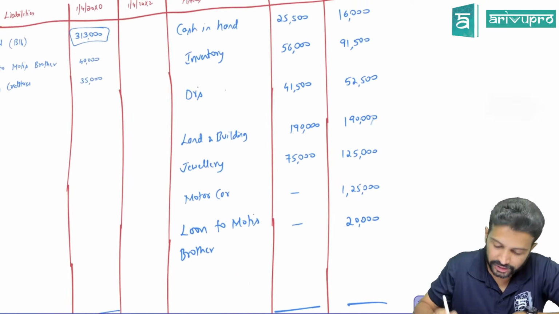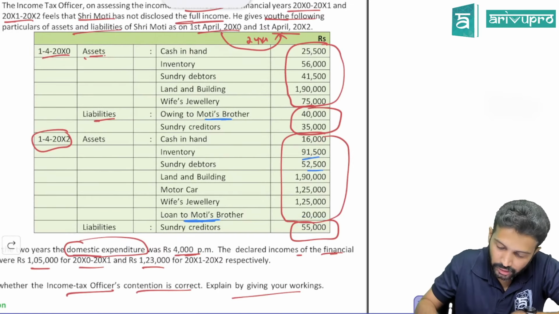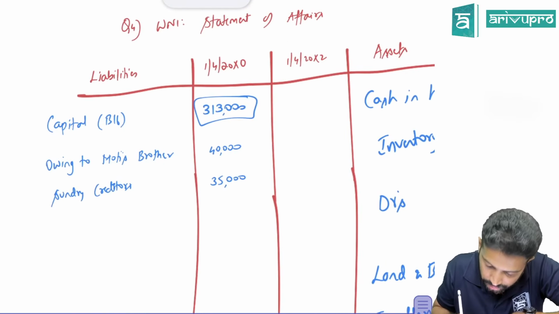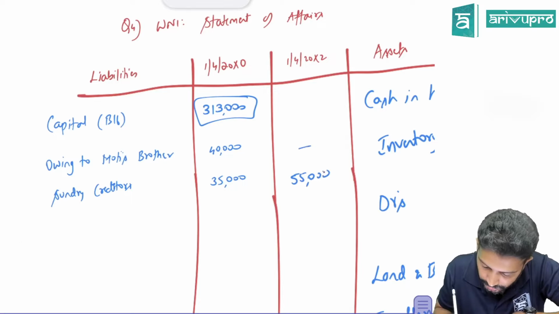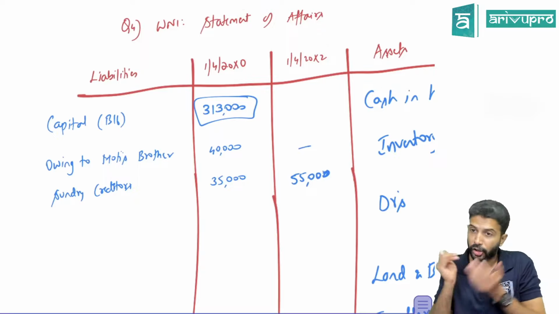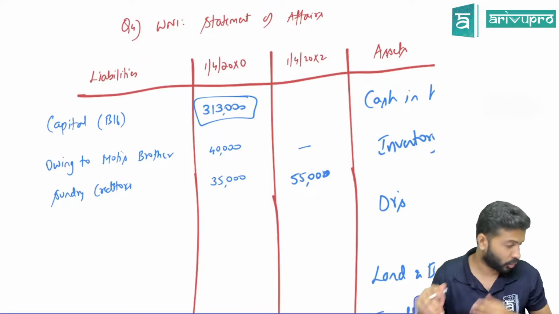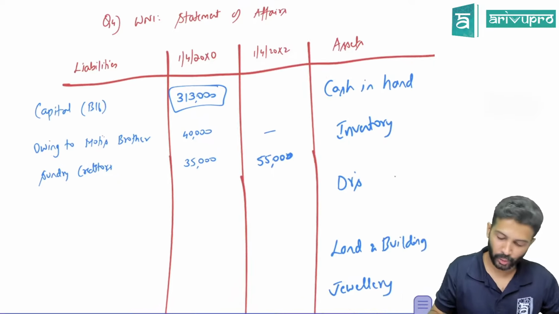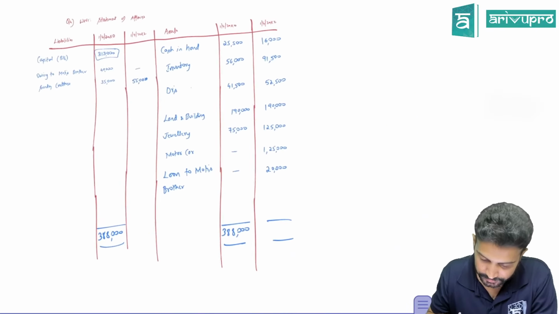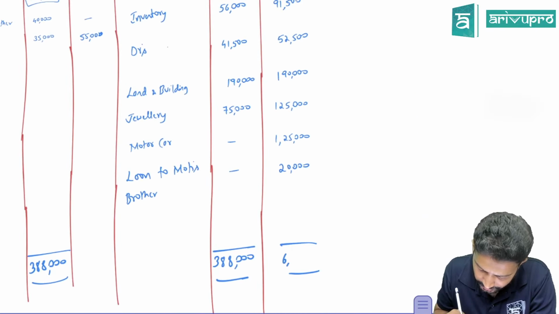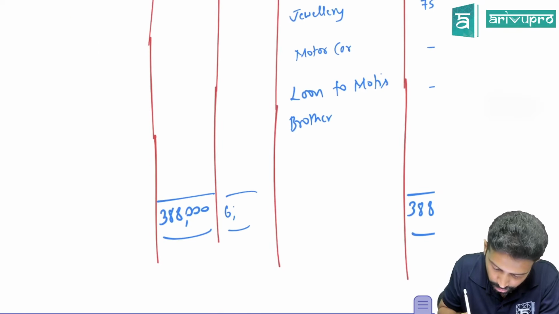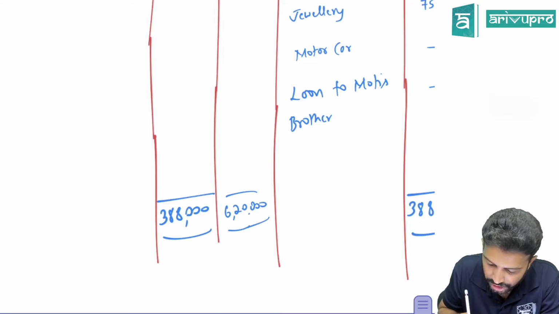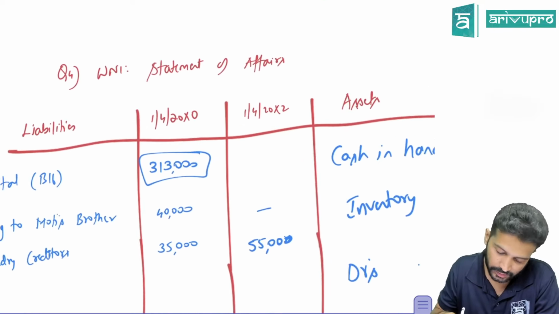Come to the liability side. Any liability we have? Yes, we have only one component, that is sundry creditors, which is how much? 55,000. What about owing to Moti's brother? No, that already got repaid. Not only repaid, now we gave loan to the brother. Okay. So what is the totals? 6 lakh? 6,20,000 is the total. That side also should be 6,20,000. Matching, or are we getting balancing figure?